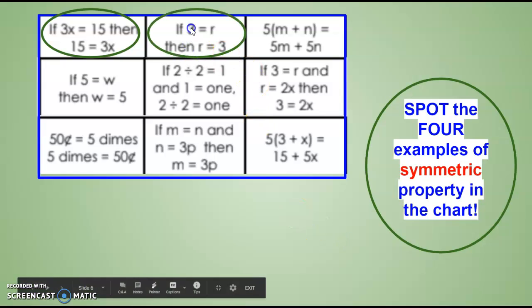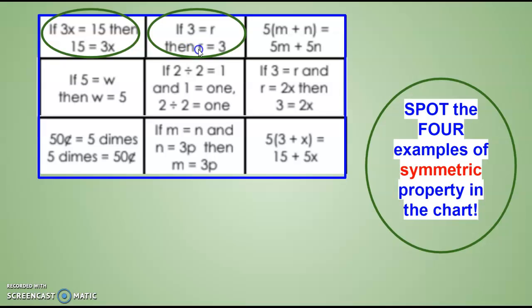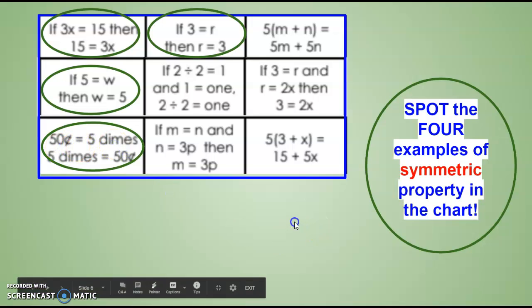All right, the next thing is if 3 equals r, then you can switch around the equation, then r equals 3. If 5 equals w, then w equals 5. And then this last one doesn't have an if-then, but if 50 cents equals 5 dimes, you could say that 5 dimes is equal to 50 cents.